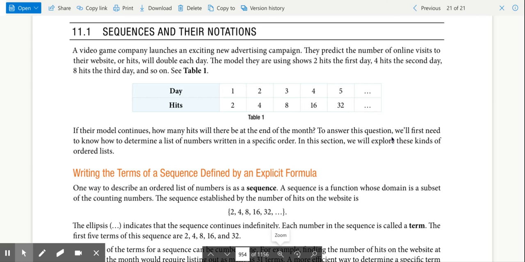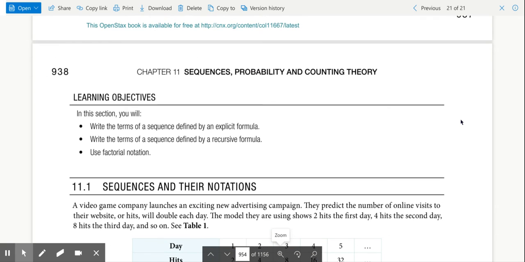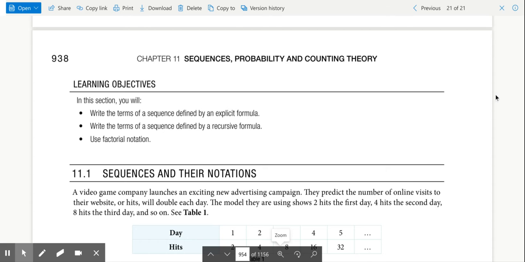Hey guys, we are starting a new chapter. So, this is chapter 11, sequences and series, among other things. Sequences, probability, and counting theory.